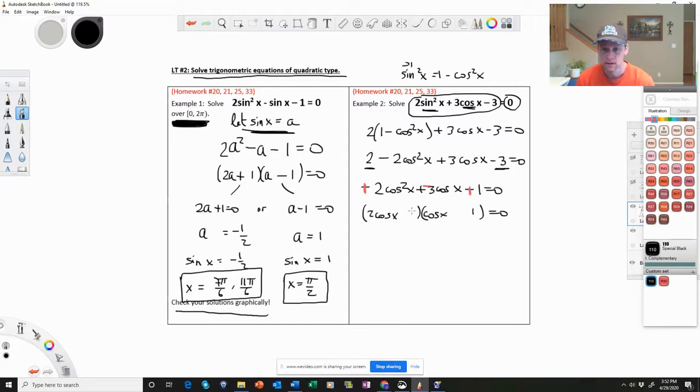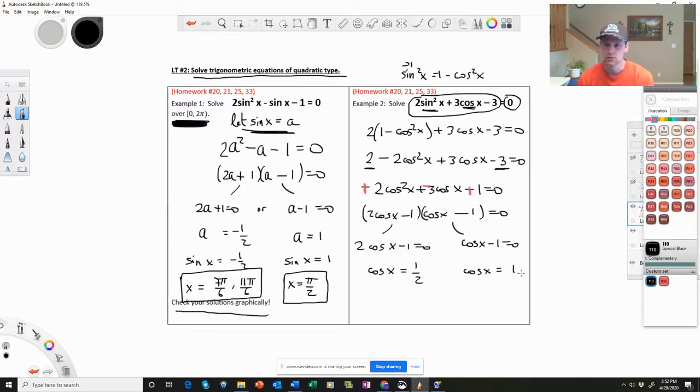See if you guys can handle that. All right, I need to get a positive 1, so it's going to be a negative times a negative. Check, check, check, check. Yep, it works. So now I can split this in half. So 2 times the cosine of x minus 1 equals 0, or the cosine of x minus 1 equals 0. In this case, I have the cosine of x equals 1/2. In this case, I have the cosine of x equals 1.